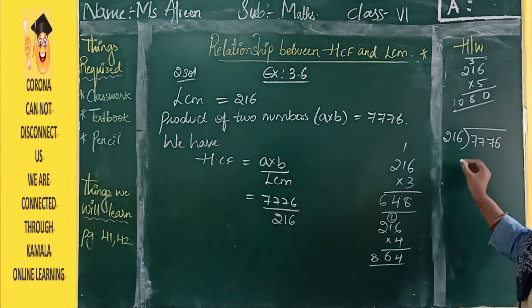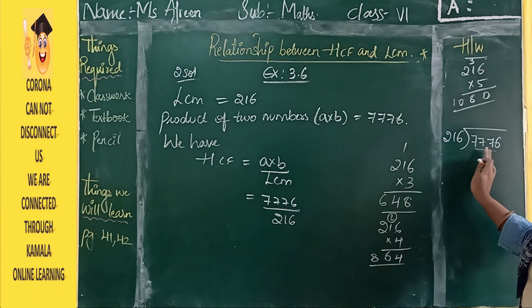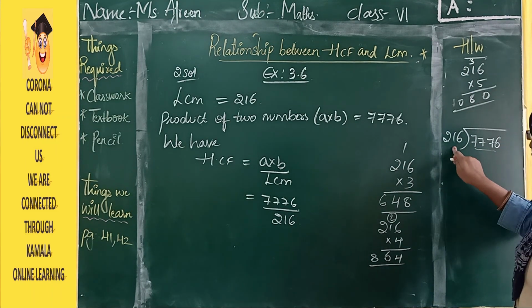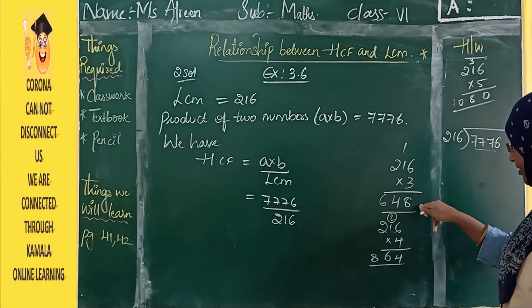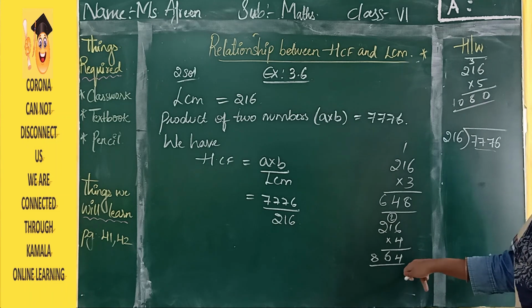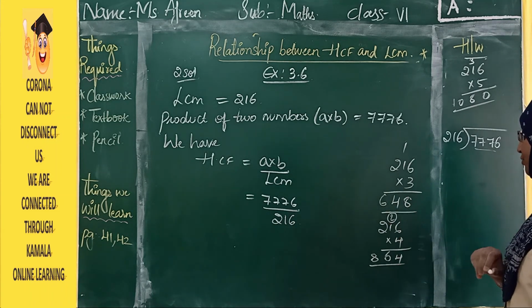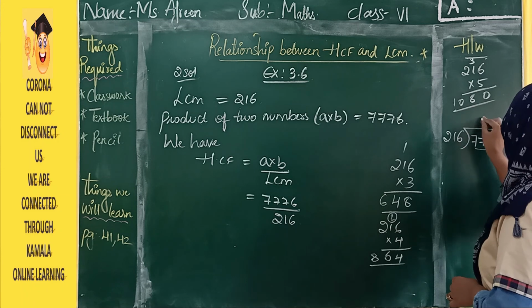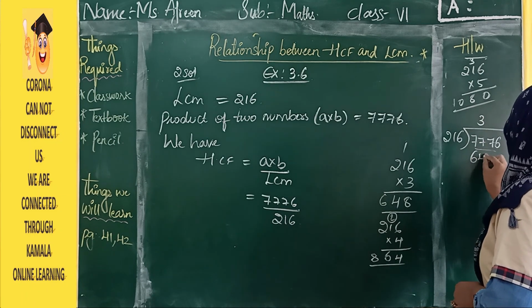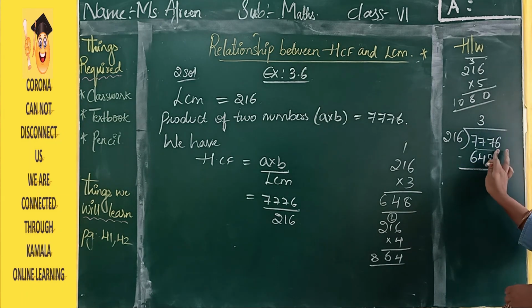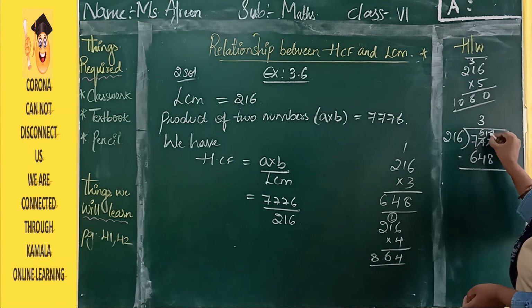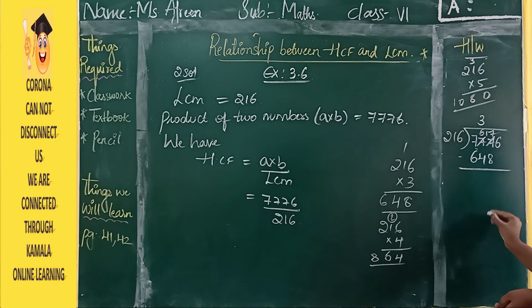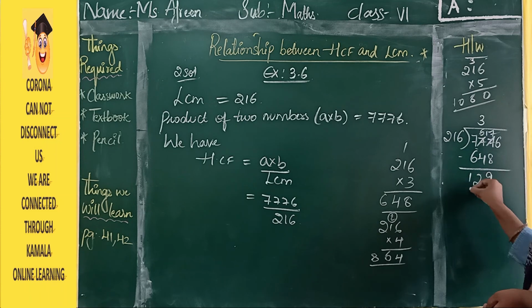See, when we are dividing with a 3 digit number, we will take the first 3 digits, so it is 777. 216 5s are 1080, so we are taking the lesser number. This is 648, but this is 864. We don't want 800, so let us go with 648. We cannot subtract 8 from 7, so if we borrow, this will be 17. 17 minus 8 is 9. 6 minus 4 is 2. 7 minus 6 is 1.